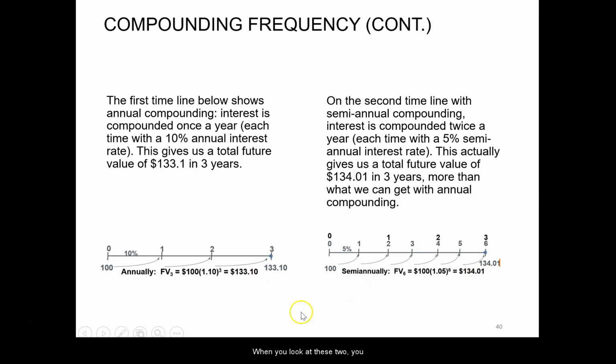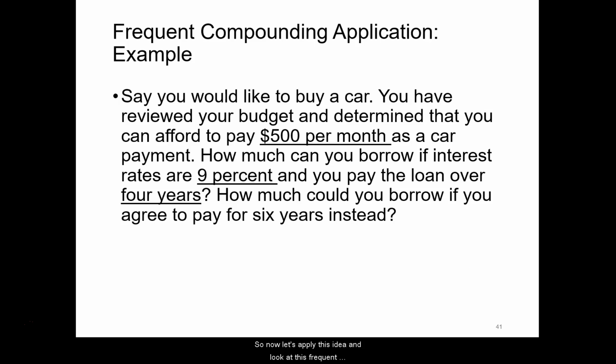When you look at these two, you realize for the same amount of $100, if we compound more frequently, by more frequently we mean more than once a year, then after the same 3 years, we will end up with a little bit more money, or say a higher future value. So now let's apply this idea and look at this frequent compounding question.